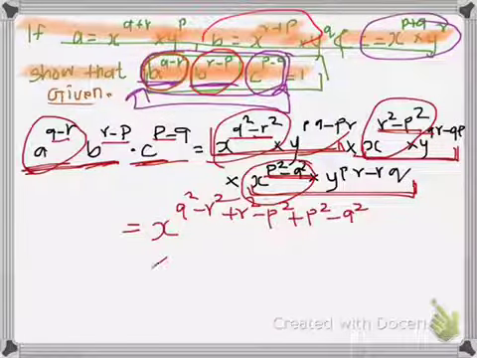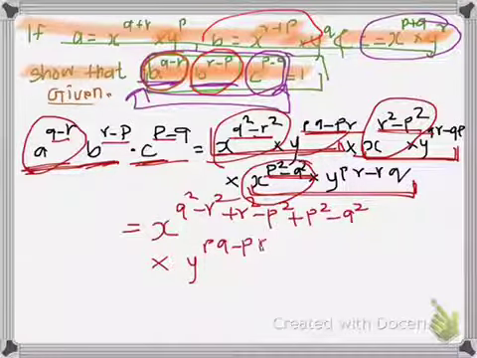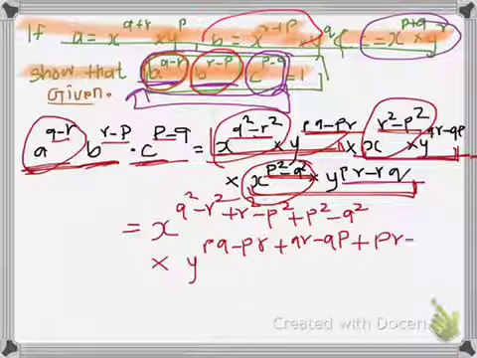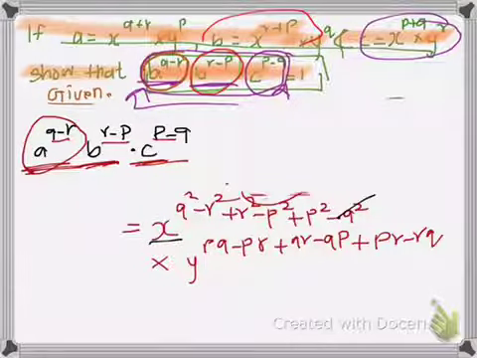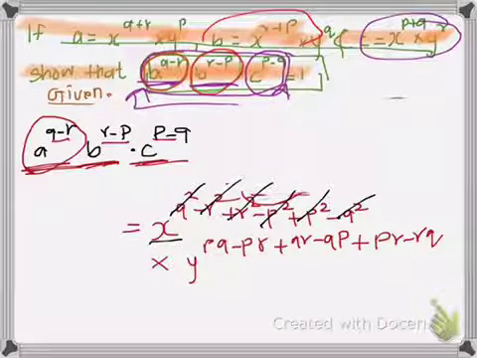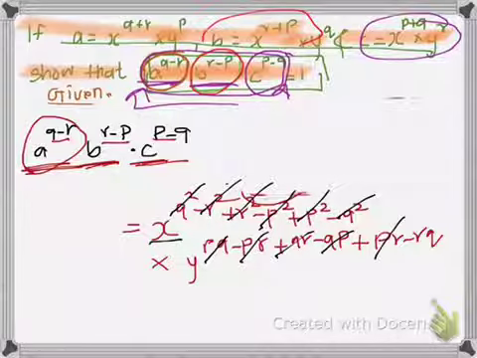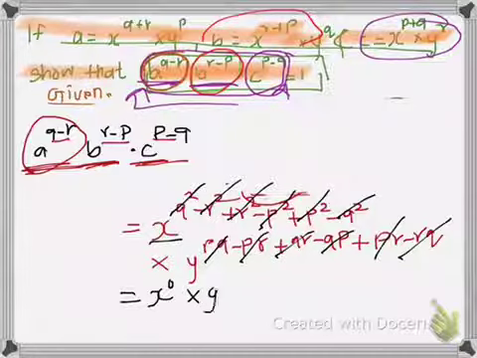Similarly for y, the power of the first y is pq minus pr, the power of the second y is qr minus qp, and the power of the third y is pr minus rq. So when we look at the power of x clearly, we can cancel positive and negative q squared, positive and negative r squared, positive and negative p squared. Similarly, pq and negative pq, negative pr and positive pr, positive qr and negative qr get cancelled. So this gives us x to the power 0 times y to the power 0.